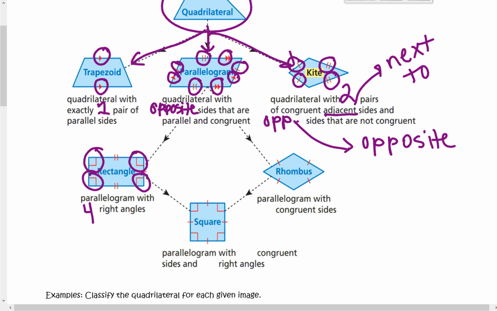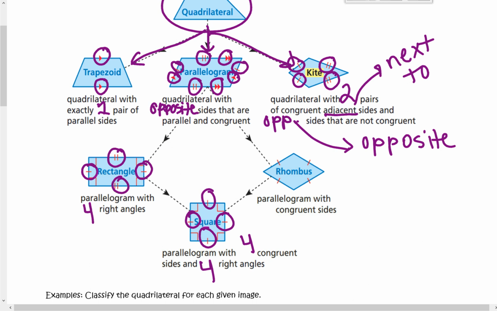We're also going to notice, if I were to erase this, because now I'm covering up those hash marks, that opposite sides are congruent. Okay, and this is what makes it different from a square, because a square is a parallelogram with 4 right angles also, but it has 4 congruent sides, so all the sides are the same length. Okay. A square is also a rectangle.